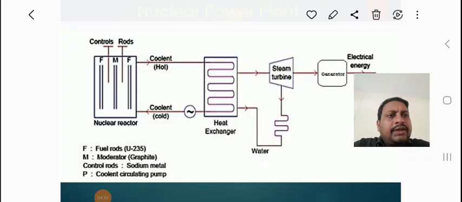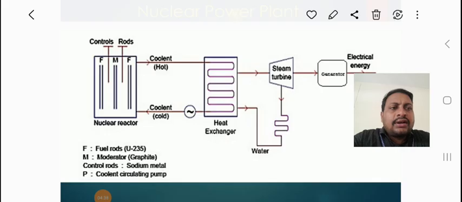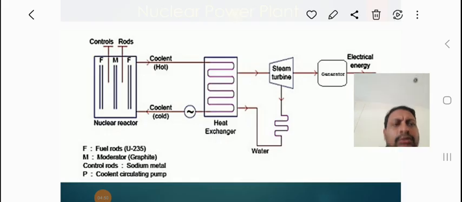Then we have a steam turbine. This steam goes to the turbine. The steam will be expanding on the turbine. Then the turbine starts rotating, which means mechanical energy will be produced. The final output of this power plant is electrical energy. So how will the electrical energy be produced?